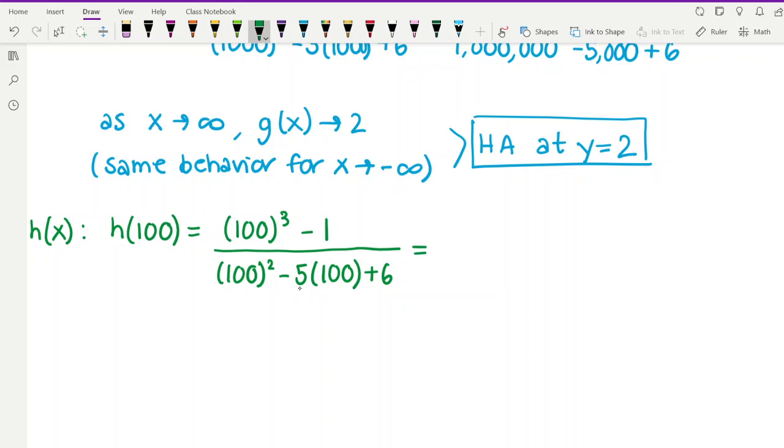Okay, so what is 100 cubed? Well, as I mentioned earlier, basically when you take a number that's just 1 and some zeros and raise it to a power, that tells you how many zeros you'll have. So if you do 100 cubed, that's going to have 6 zeros. So it's going to be 1,000,000. And so down here we'll have 10,000.